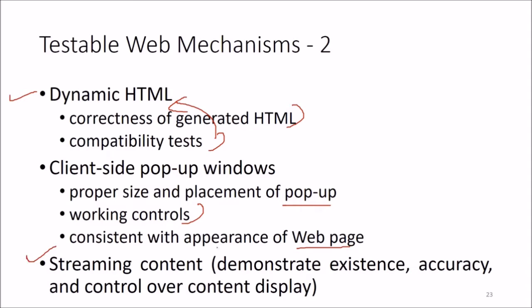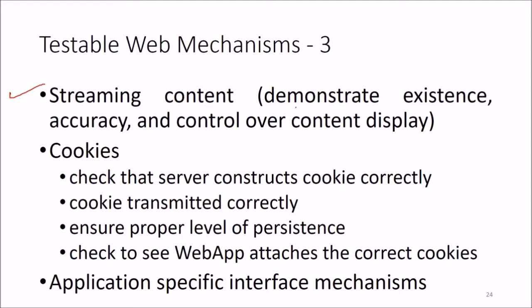Then the streaming content. We want to demonstrate the existence, accuracy, and control over the content display. And then the cookies. We want to check that the server constructs cookies correctly. Cookies are transmitted correctly. And we ensure a proper level of persistence for the cookies and check to see that the web app attaches the correct cookie.